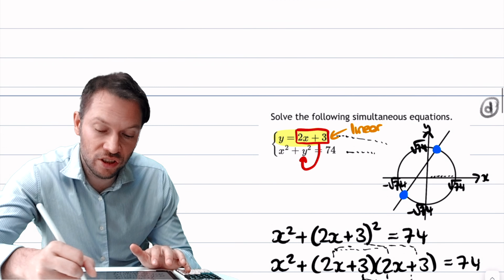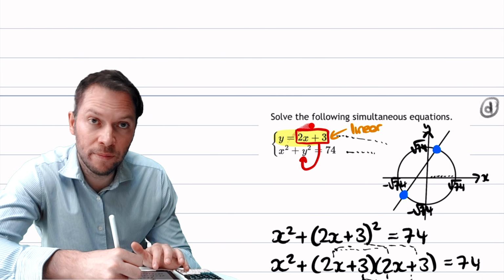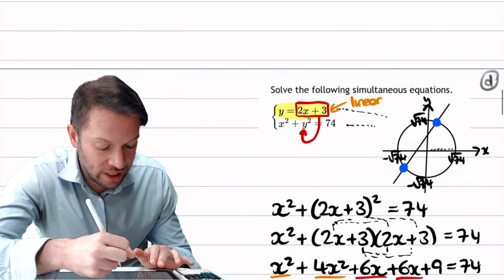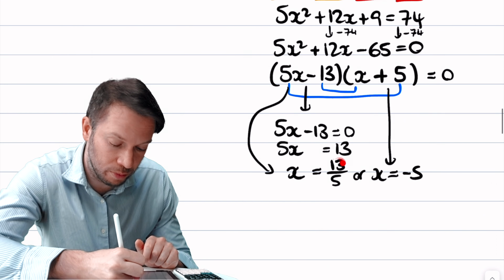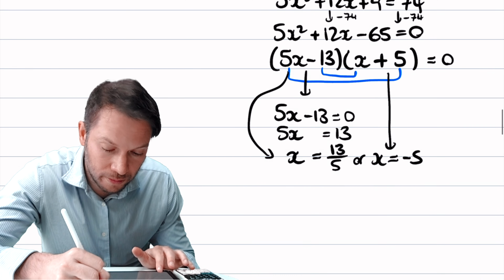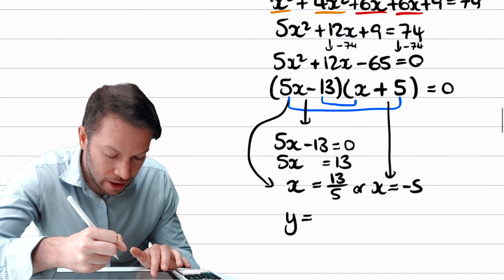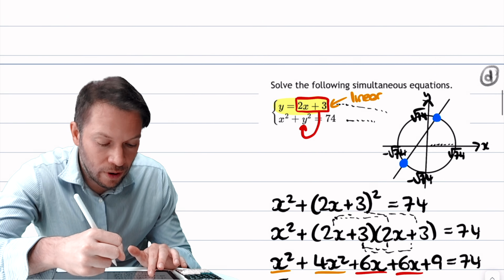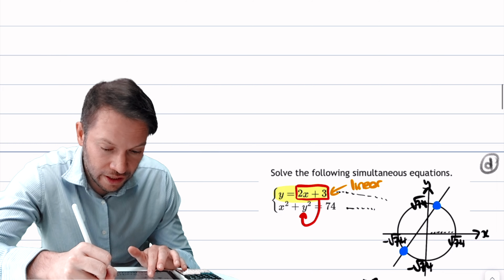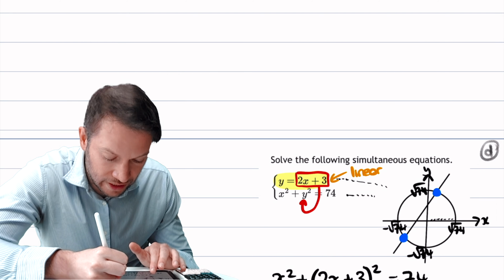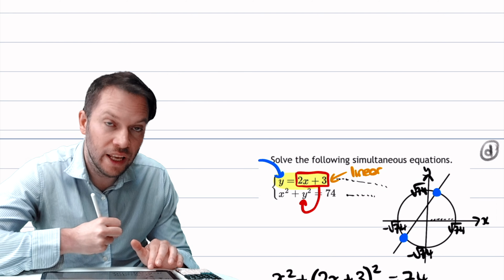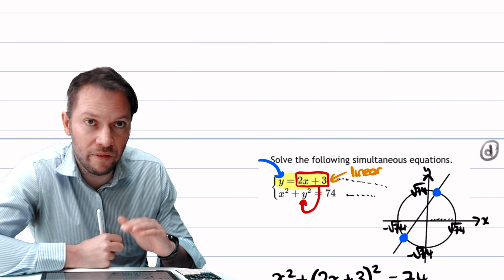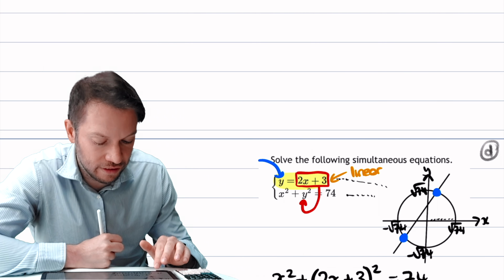But these are equations in terms of both x and y. So we need to find the values of y which correspond with these values of x. So let's find this first y. If x was equal to 13 over 5, what would y be? Now, as I've pointed out in the previous videos on this, it's always easier to substitute into this linear equation here. So y equals 2x plus 3, because it's just easier to substitute into something which doesn't have any squares and such. So y equals 2x plus 3.